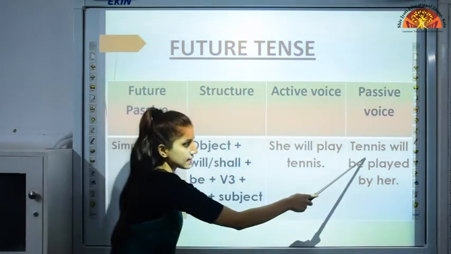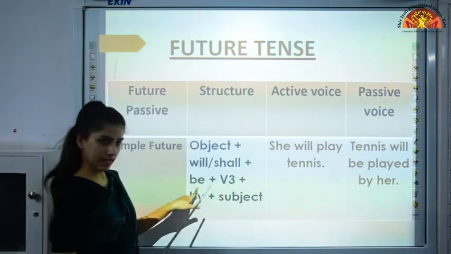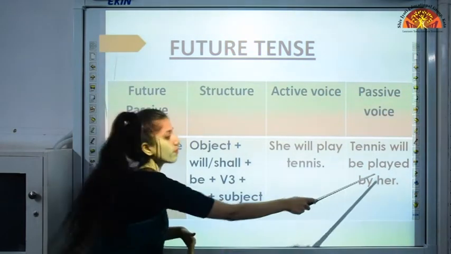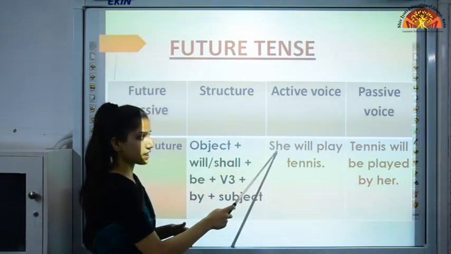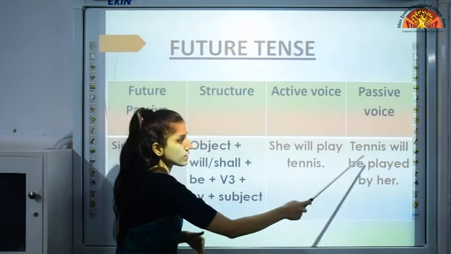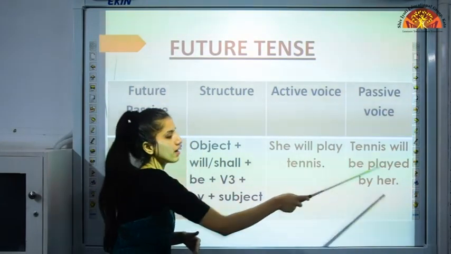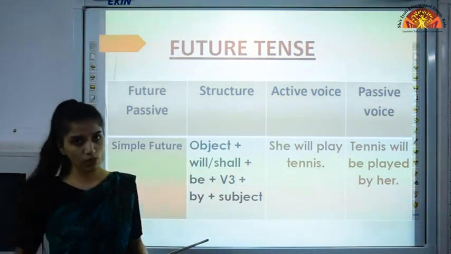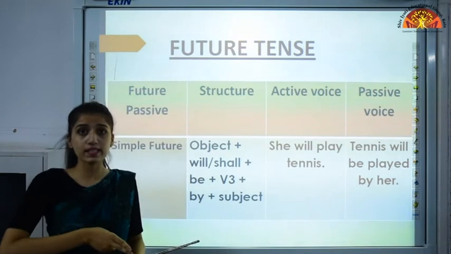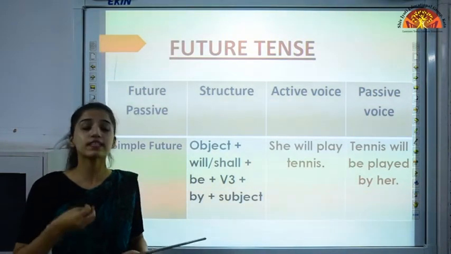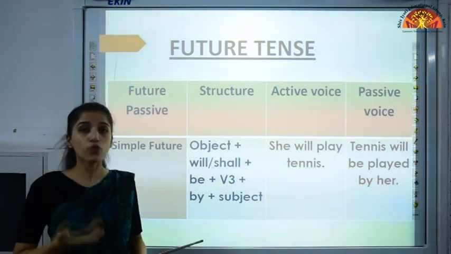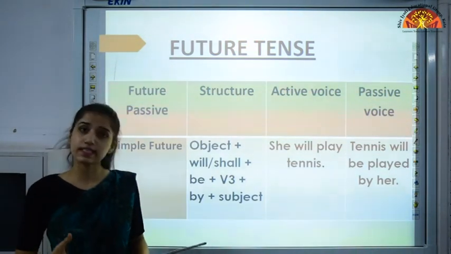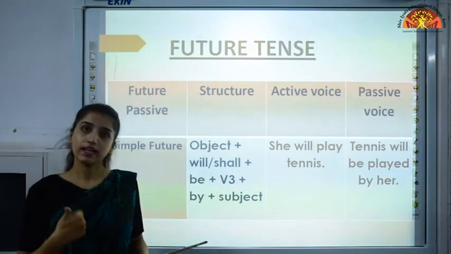So now tennis will be, that is tennis will be third form of the verb play, that is played by, she is converted into her. So tennis will be played by her. So this was all about active and passive voice. There are two ways of saying the same thing, that is active and passive. The meaning of that sentence is the same, but the ways are different.